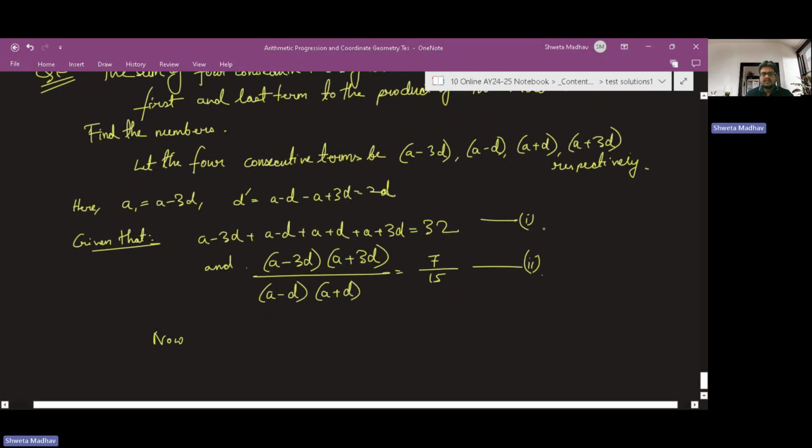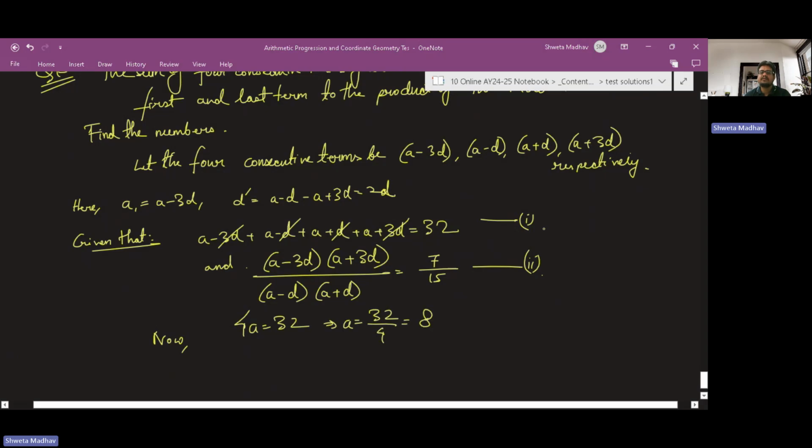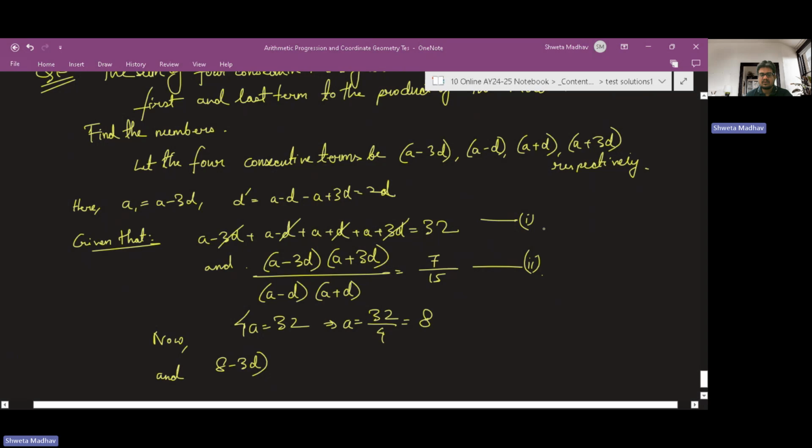Now if we add all these, then 3d and d will get cancelled. So 4a is equal to 32. So a will be equal to 32 by 4, 4 8s are 32. A is equal to 8. So 8 minus 3d into 8 plus 3d, divided by 8 minus d into 8 plus d, will be equal to 7/15.